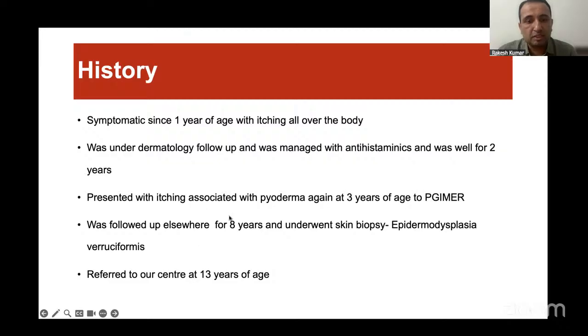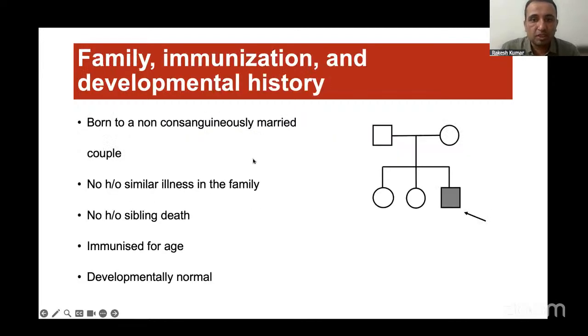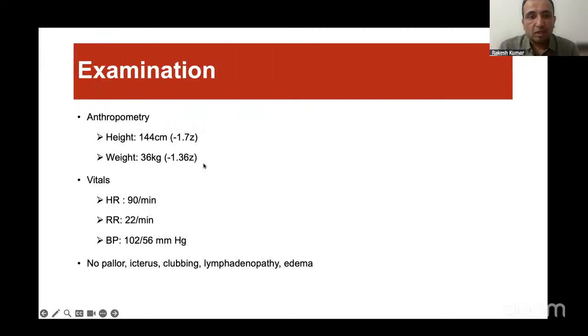He presented with itching associated with pyoderma again at 3 years of age to our center, and was followed up for eight years and also underwent a skin biopsy, which was suggestive of epidermodysplasia verruciformis, and he was referred to our center at 13 years of age. The family, immunization, and developmental histories are unremarkable in this child, while anthropometry was preserved, but height was at minus 1.7 Z scores, and there was no pallor, icterus, clubbing, lymphadenopathy, or edema.